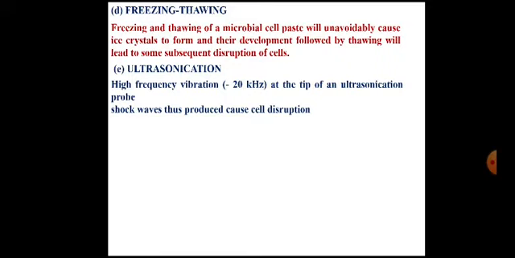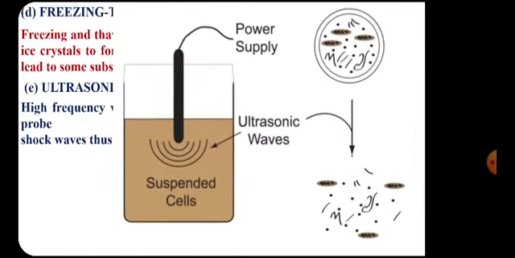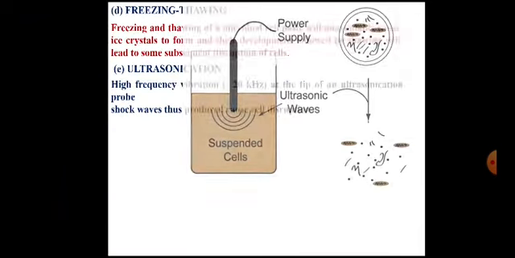Ultrasonication is frequently one of the costly techniques, and this is generally useful for handling smaller volumes of microbial slurry. So generally for research purposes, this kind of technique is used. This is the diagram. This is the probe that generates ultrasonic waves that create vibrations, and suspended cells are then lysed to release the intracellular contents.